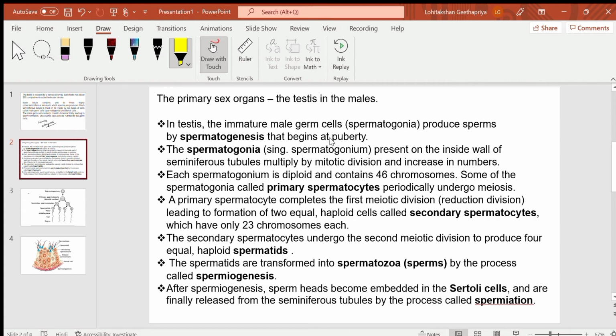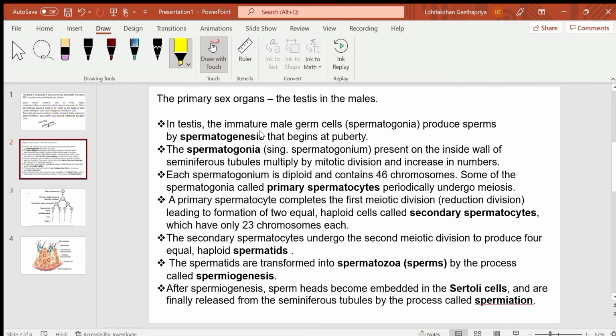So that is the stage where spermatogenesis takes place in males. This process, where the immature male germ cells undergo a variety of meiotic and mitotic divisions and produce the mature sperms, is known as spermatogenesis. The spermatogonia are present on the inner side of the seminiferous tubules, right? Now they undergo mitotic divisions.